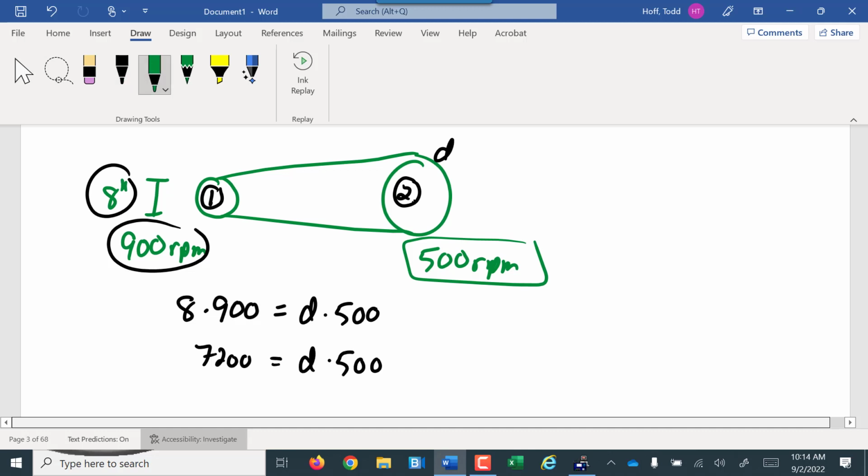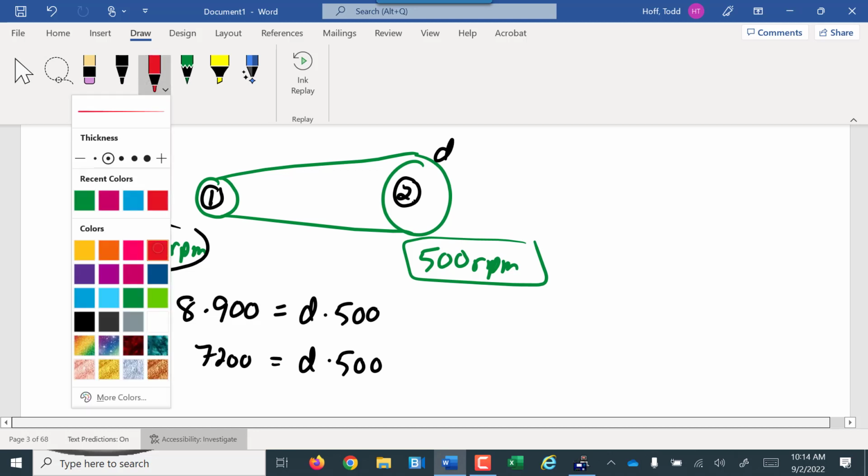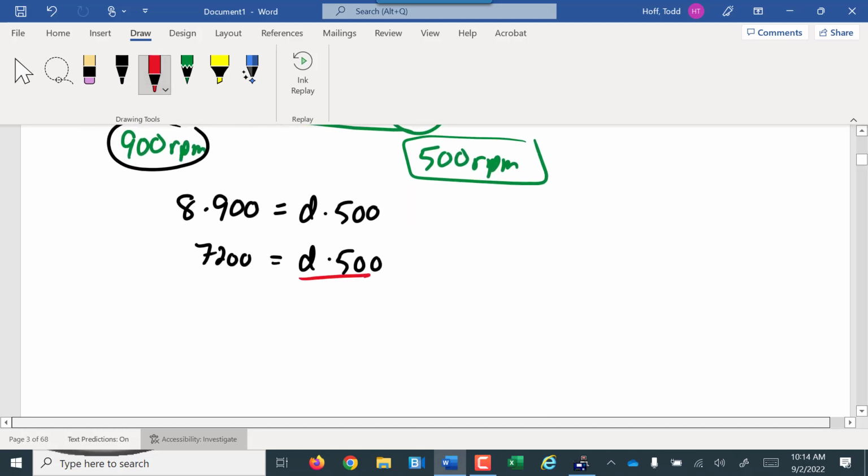And what do we do to solve that? We divide by the 500. What is that, 14.4 inches is what we get. So if your pulleys are incremented in half inches, you're probably going to use a 14.5 inch pulley. We could go back through the process if you want to figure out how close this is going to get to your 500 RPM.